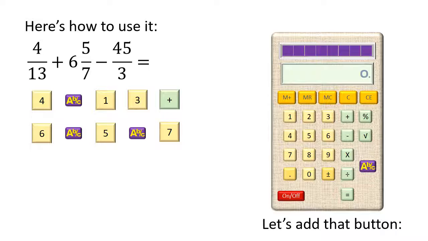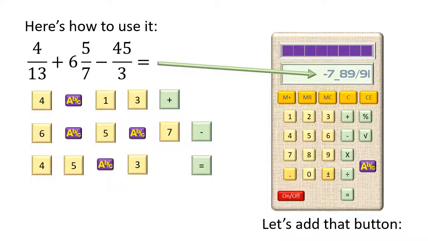So now it can do mixed fractions. Isn't that nice? It can do the whole number on the outside and the fraction on the right. Hit the minus sign, and then we hit 45, fraction button, 3. So it also can handle improper fractions. And when we hit the equal sign, here's what we get.